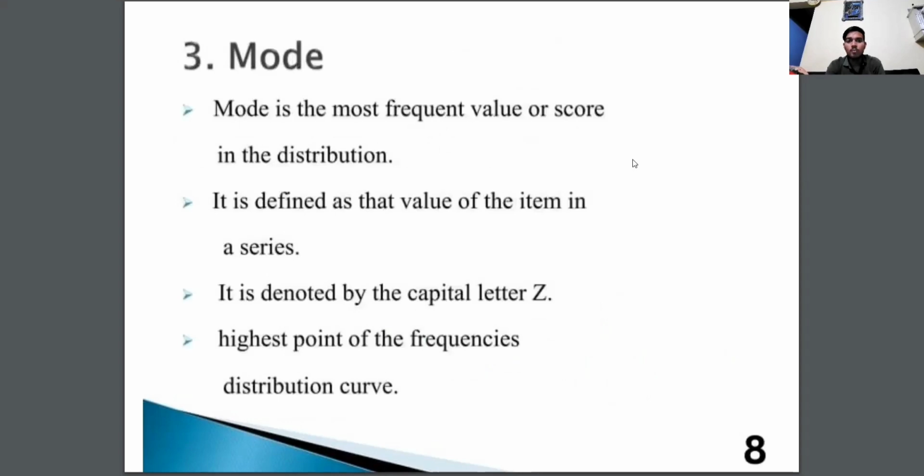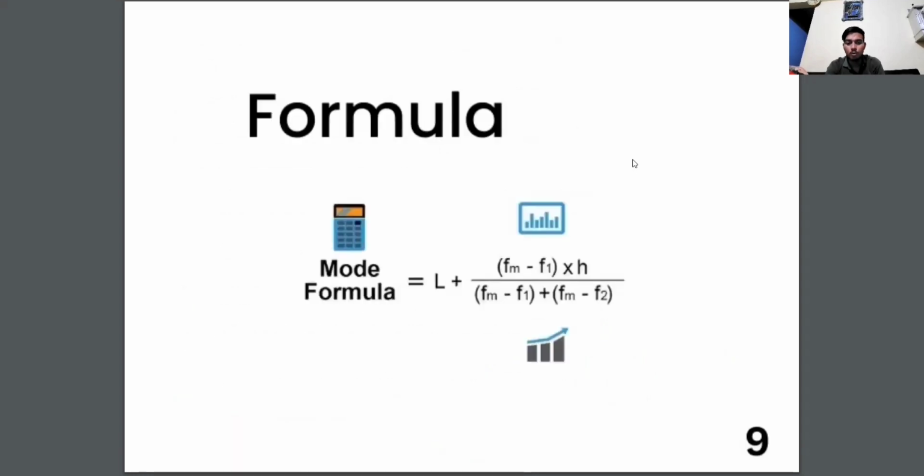Mode. Mode is the most frequent value or score in the distribution. It is defined as that value of the item in a series, denoted by the capital letter Z, at the highest point of the frequency distribution curve. Formula for mode: L plus (F1 upon Fm) into height... that is, L plus (Fm minus F1) upon (Fm minus F1 plus Fm minus F2) into i.